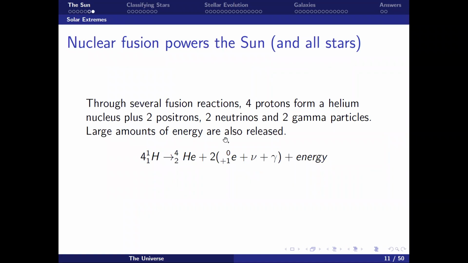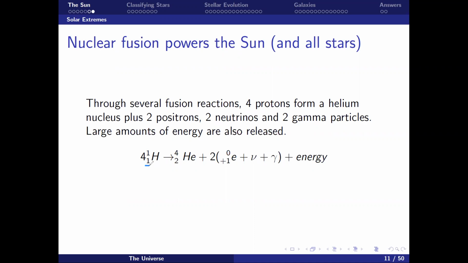Like I mentioned before, nuclear fusion is the process that powers the sun and all stars. And through a couple of different fusion reactions, we end up having 4 protons fuse together, and they form, so here's the 4 protons, 1 hydrogen. That's one way that you can write just a proton. So remember, this top one is the sum of the neutrons and protons.